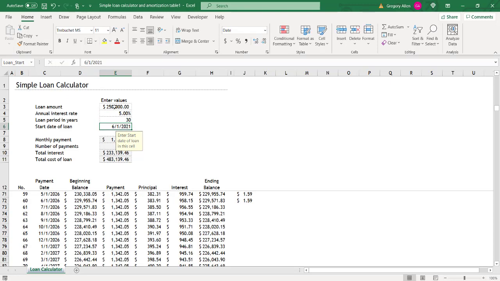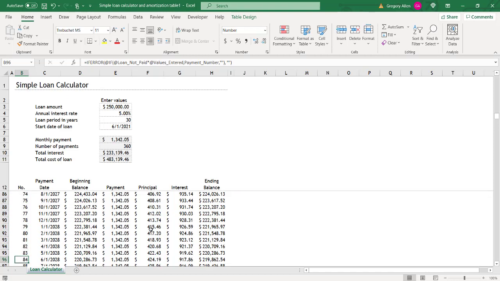And that's a fairly standard amount. 15 and 30 are the standard periods for a home loan. Now, I want you to see what this did here. First, you can see it right here. Excel added additional rows.